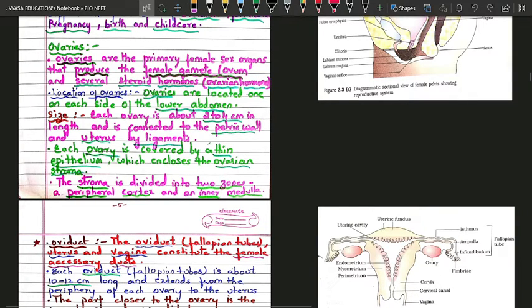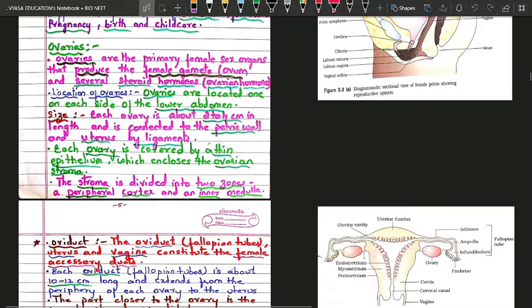Size. Each ovary is about 2 to 4 centimeter in length and is connected to the pelvic wall and uterus by ligaments. So they are 2 to 4 centimeter in length, and connected to the pelvic wall as well as the uterus by the ligaments.